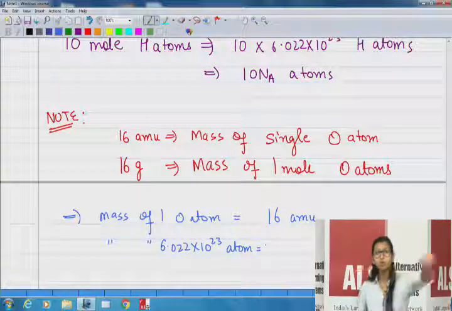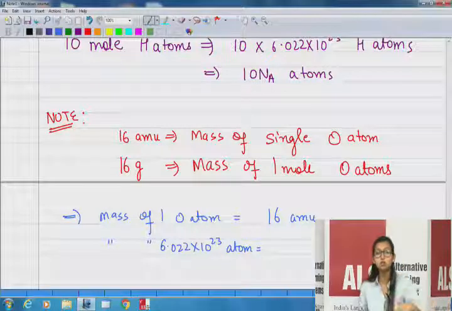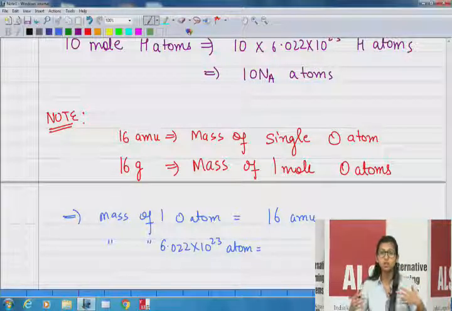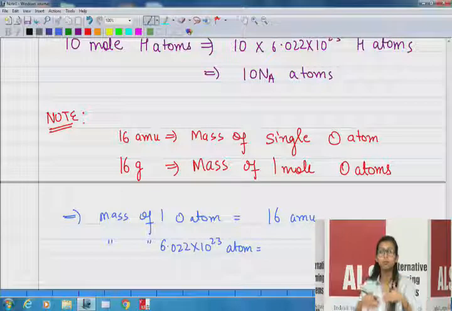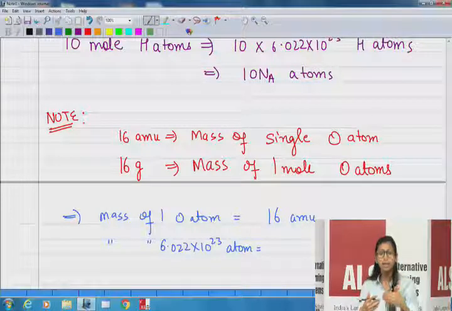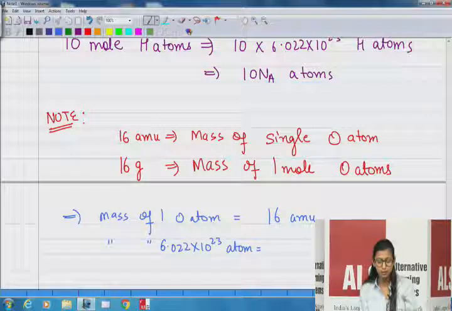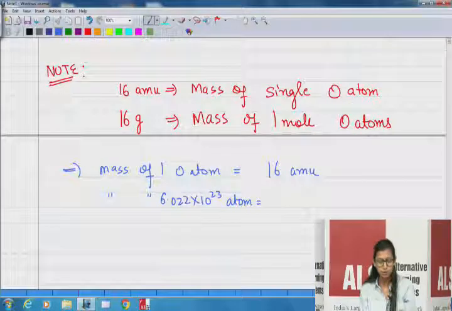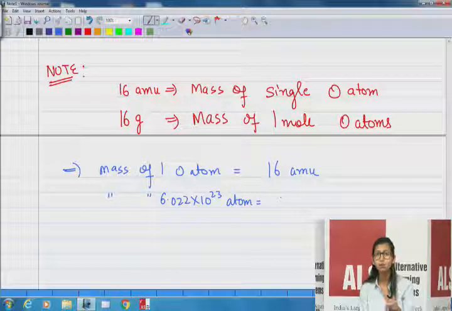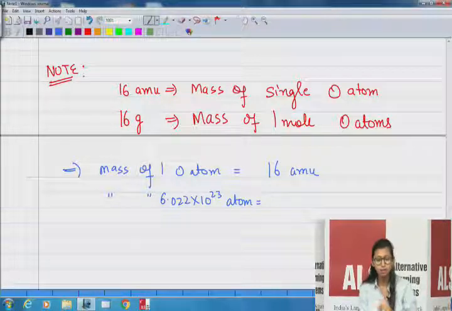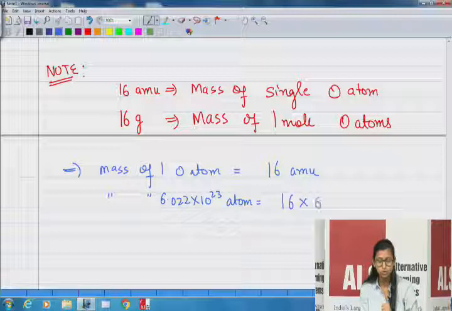Now I filled the room with 6.022 into 10 to the power 23 atoms. I have 1 mole of atoms in my classroom here. It means I have 1 mole of atoms of oxygen, and what will happen? Look at the screen, simple maths we are doing. I know the mass of one single atom, and I have 1 mole of atoms, so what can I write? 16 into 6.022 into 10 to the power 23 AMU, right?